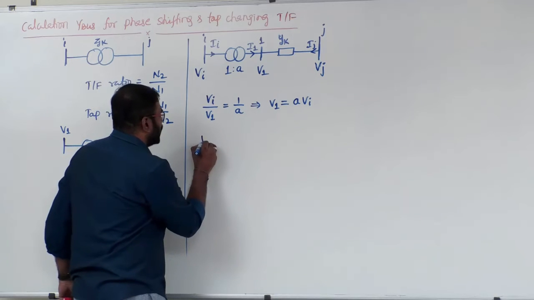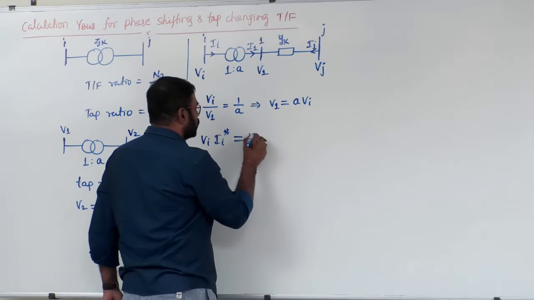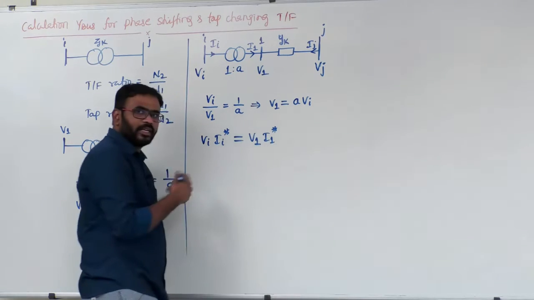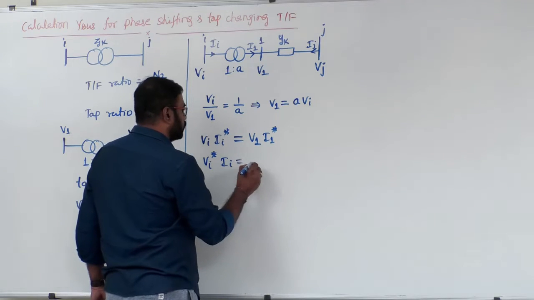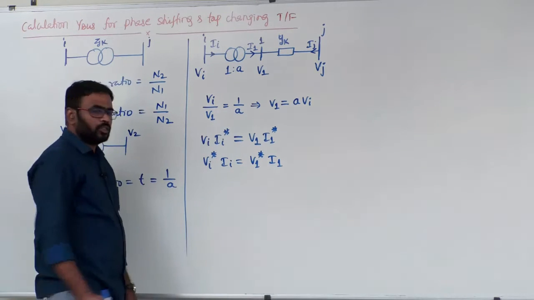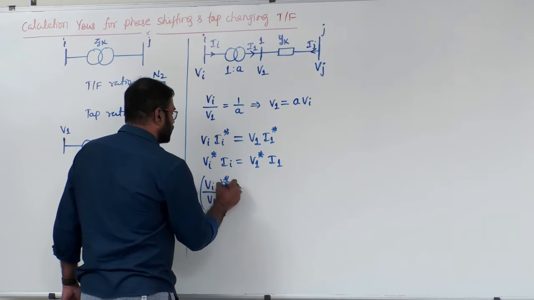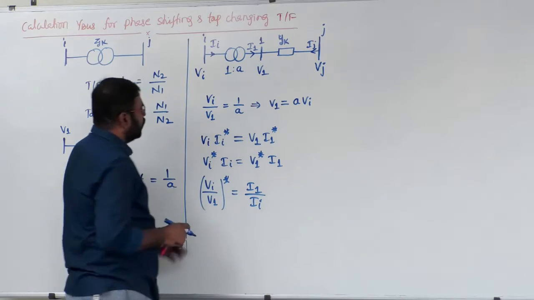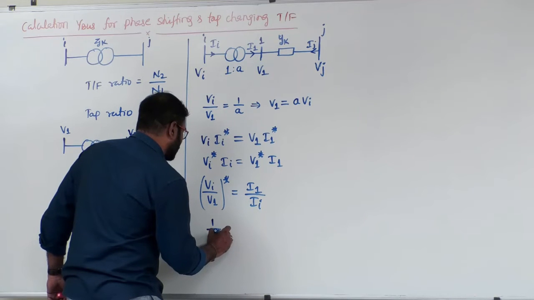So what can I write now? Vi into Ii conjugate equal to V1 into I1 conjugate. If I conjugate on both sides, what can I write now? Vi conjugate into Ii equal to V1 conjugate into I1. So if I write Vi by V1 whole conjugate, that is equal to I1 by Ii. Clear? What is Vi by V1? 1 by A. So that means simply 1 by A conjugate.